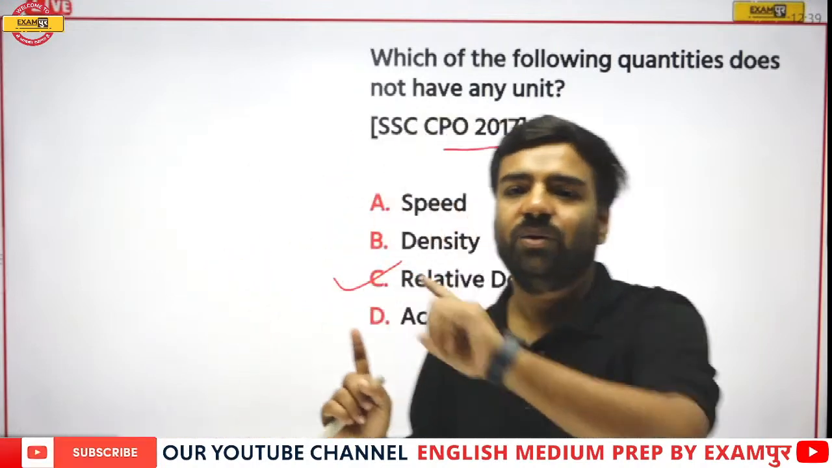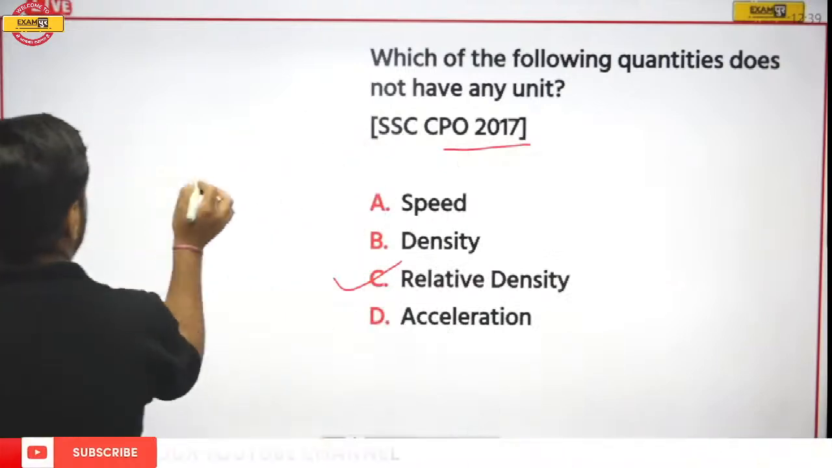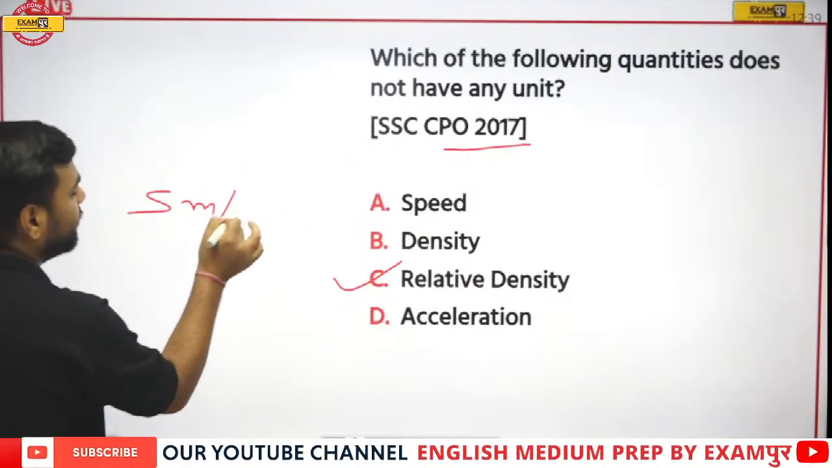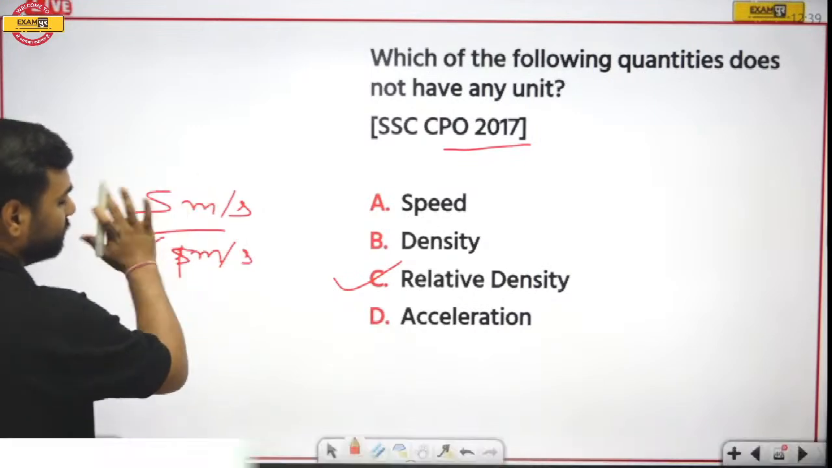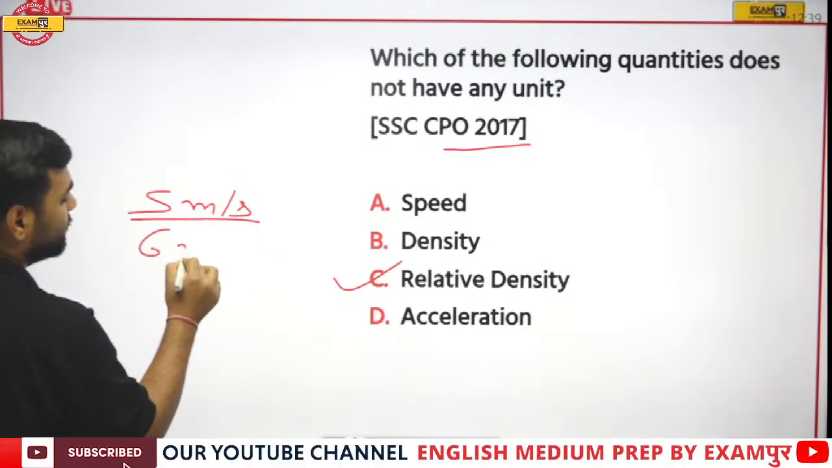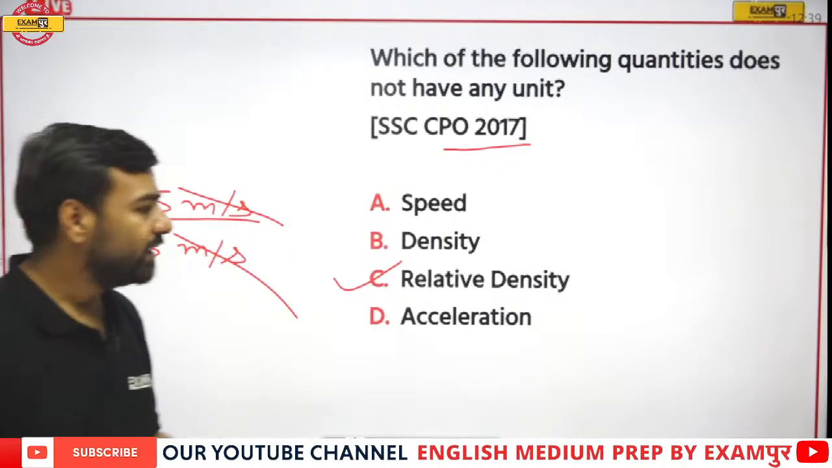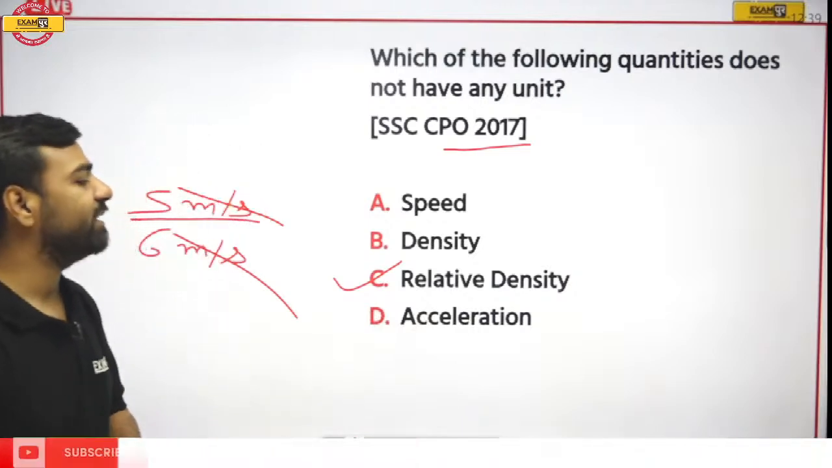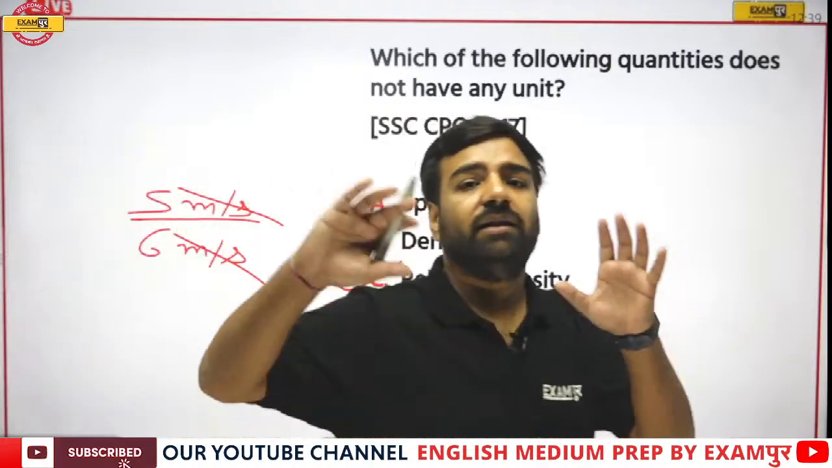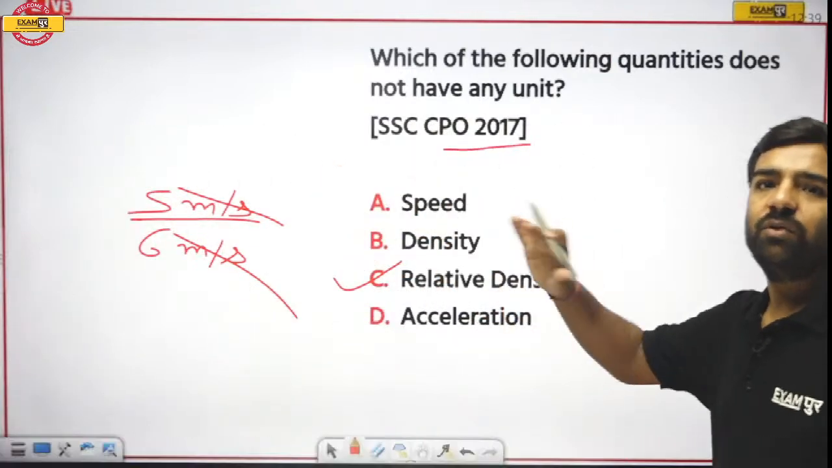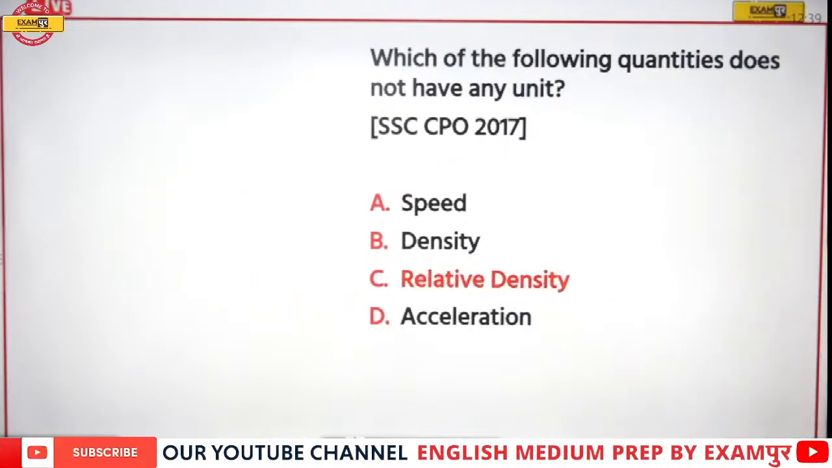When we take the ratio of anything, for example, I will write 5 meter per second upon 6 meter per second. So what will happen in this case? In this case, these units will cancel out, correct? In a similar way, when we are talking about relative density, here we will get no such unit. That's why we say that it is a unitless quantity. Fine. So, which of the following does not have any unit? Here, relative density would be the correct answer.